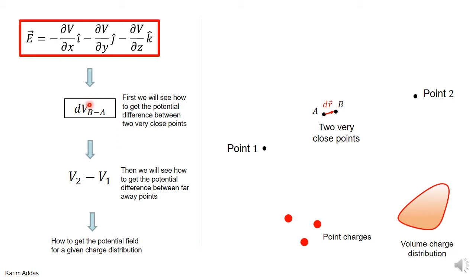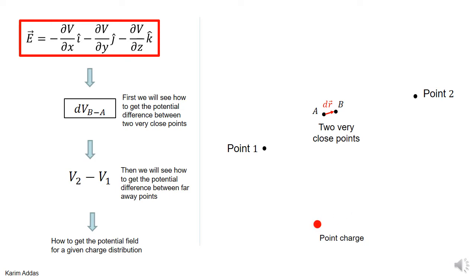The first step was to get the difference in potential between 2 very close points. The second step, how to get the potential difference between 2 points that are very far. Now, how can we use that difference in potential between 2 arbitrary points, but we're going to do it for a point charge. So we're going to just put one charge in the problem and see if we can get the potential difference between 2 points due to 1 point charge.